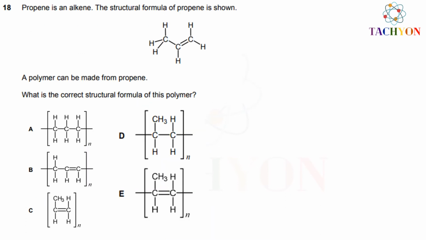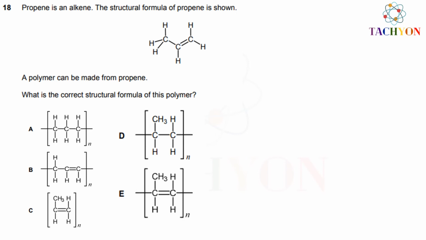Next question, propene is an alkene. I mean, it's a double bonded unsaturated alkene. The structural formula of propene is shown: CH3, CH double bond, CH2. A polymer can be made from propene. What is the correct structural formula of this polymer?